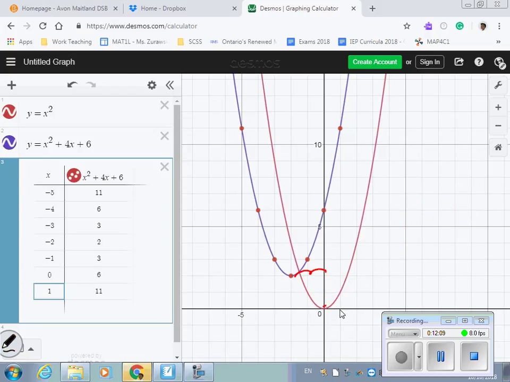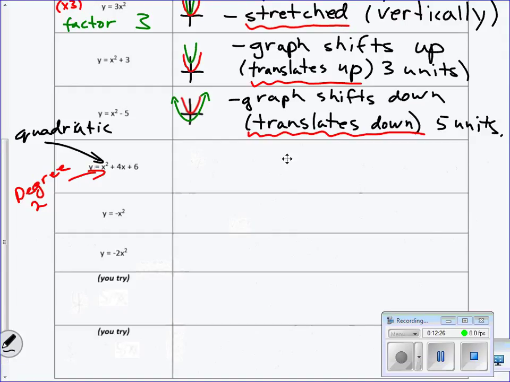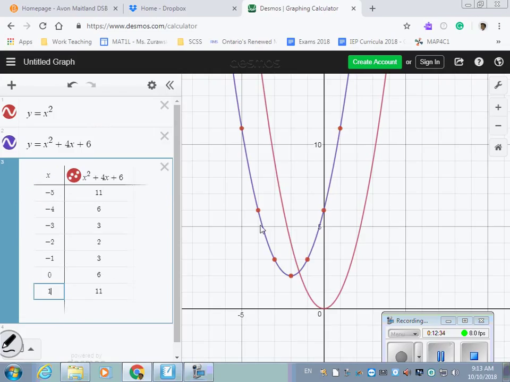So let's go back to our work that we have. As we discussed earlier, any quadratic has a degree power 2. So we're looking at the highest power that's in the relation. And we say that it's a quadratic because its degree is 2. Now, once we graph that, which we saw back here, our new graph has moved up 2 and over 2.